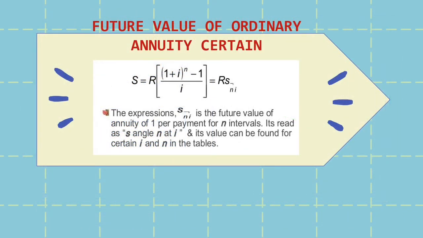Alright, let's look closely at this formula for the future value of ordinary annuity certain. The expression S in I is the future value of annuity of 1 per payment for n intervals. It can be read as S angle n at I, and its value can be found for certain I and n in the tables.